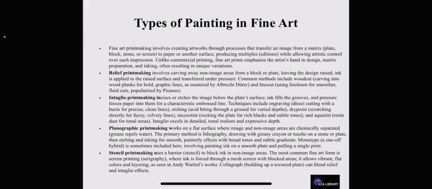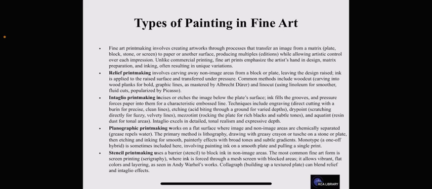Ink is applied to the raised surface and transferred under pressure. Intaglio, on the other hand, incises or etches the image below the plate surface. Ink fills the grooves and pressure forces paper into them for a characteristic embossed line. So techniques include engraving, mezzotint, and aquatint. So intaglio excels in detailed tonal realism and expressive depth.